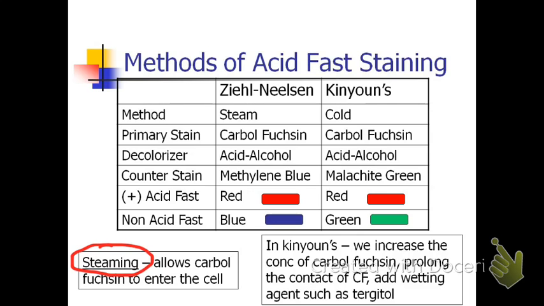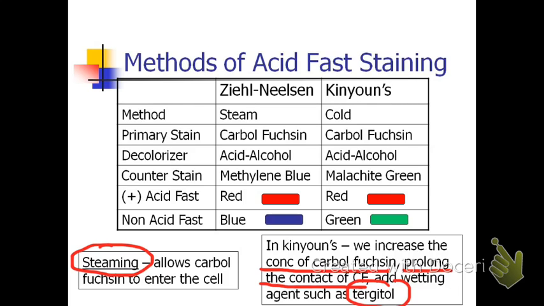Now, in Kinyoun's method, it is known as the cold method because there's no steaming. Instead of steaming, we increase the concentration of carbolfuchsin, or we prolong the contact of carbolfuchsin relative to the Ziehl-Neelsen method, or some other methods would employ the addition of a wetting agent known as tergitol. So tergitol is an example of a wetting agent. Both of these, Ziehl-Neelsen and Kinyoun's method, would stain red.